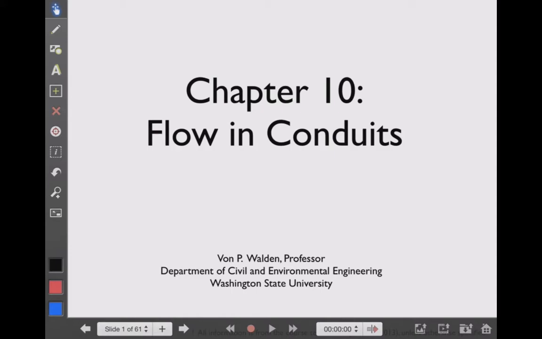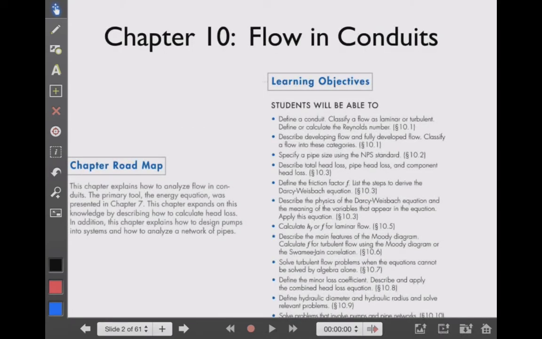So next we're going to talk about section 10.9 in chapter 10, flow and conduits. And we're going to talk about non-round conduits. And we are going to use as our relevant dimension either the hydraulic diameter or hydraulic radius. And we need to know what those terms mean and how to use them.